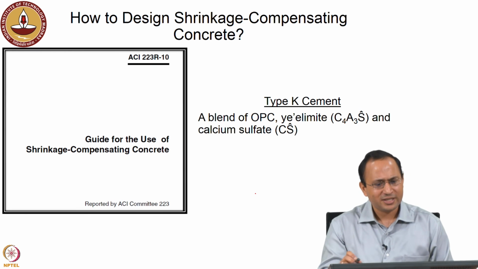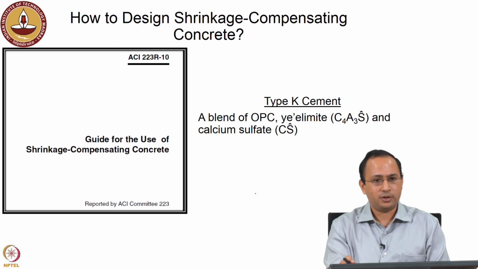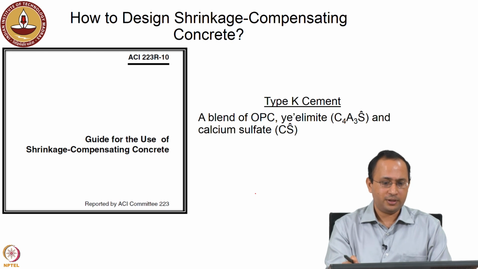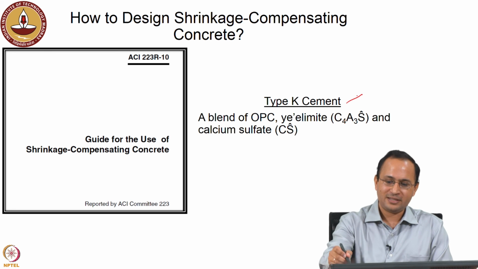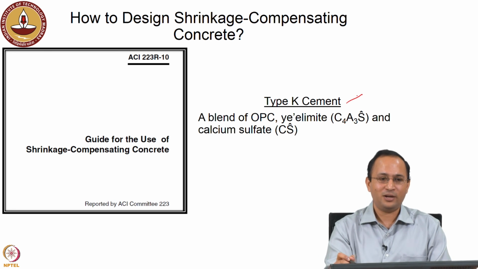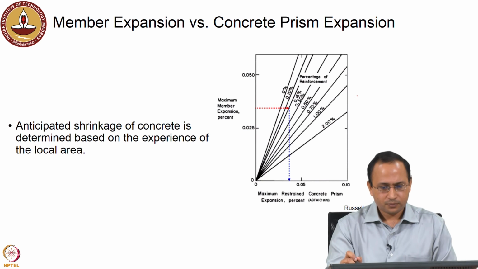Now, the question comes, how to design shrinkage compensating concrete? If you want to design concrete where you want to leverage the early age expansion due to the formation of ettringite, how can you do that? So, there is a guide. This is American Concrete Institute 223R, a guide for the use of shrinkage compensating concrete, and in that they also mention Type K cement. Basically, it is a blend of OPC, ye'elimite and calcium sulfate. So, how do you do it?